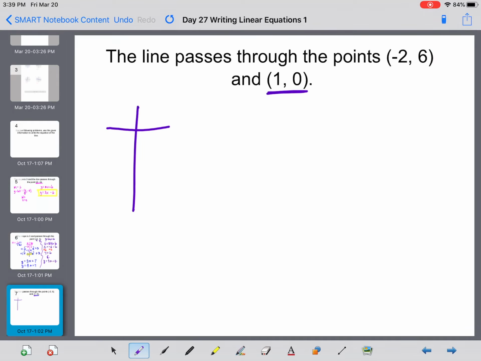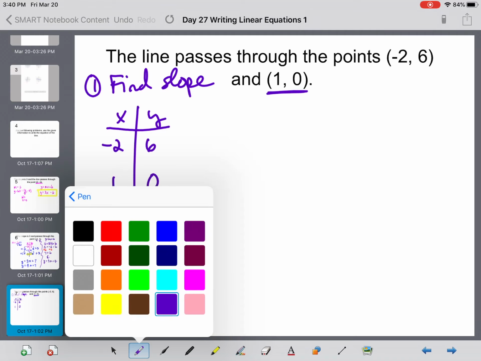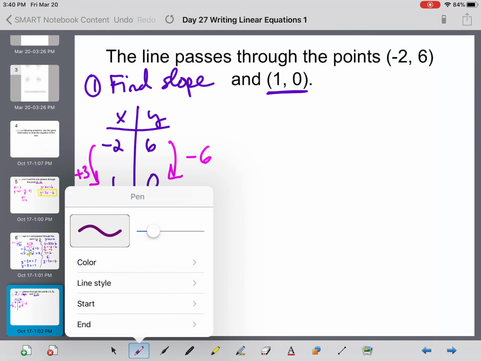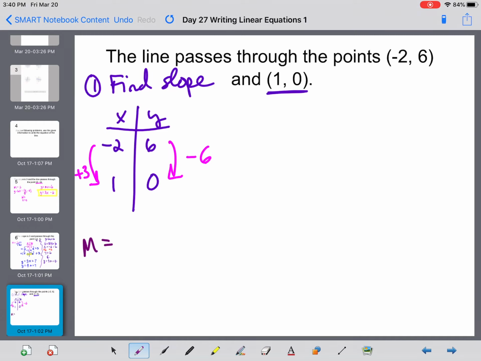So maybe the first thing we need to do is find our slope. You can use the slope equation or you can set it up in a table. I'm kind of a table person, so I'm going to show you this for right now. Let's determine the slope. So change in y looks like it went down by 6 units. And my change in x looks like it went up by 3 units right here. So my slope, my m value, is going to be -6 over +3, which would simplify down to -2.